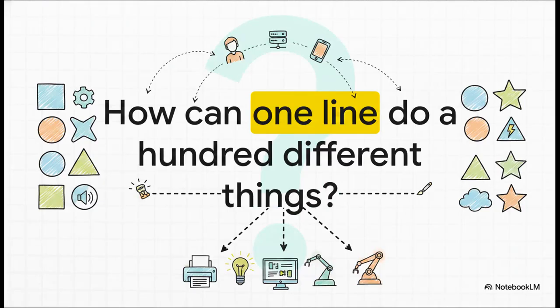So how can one line of code actually pull this off? Imagine calling a really simple command in your program, and the system just instantly knows exactly how to behave based entirely on who or what is asking. That's the real magic of object-oriented programming we're diving into today.